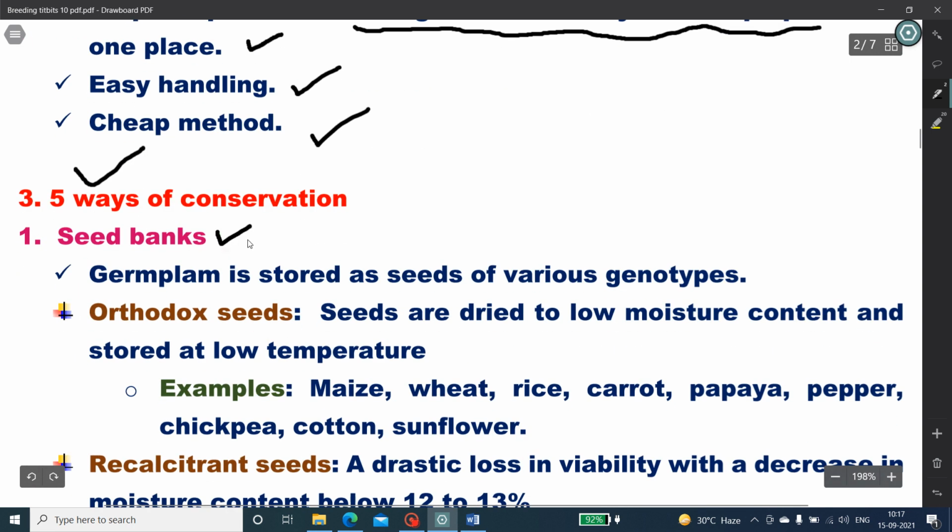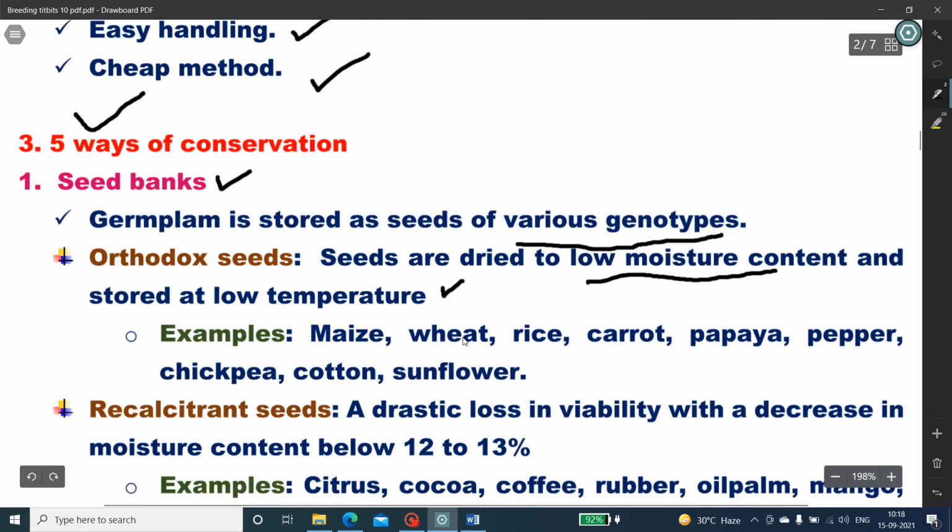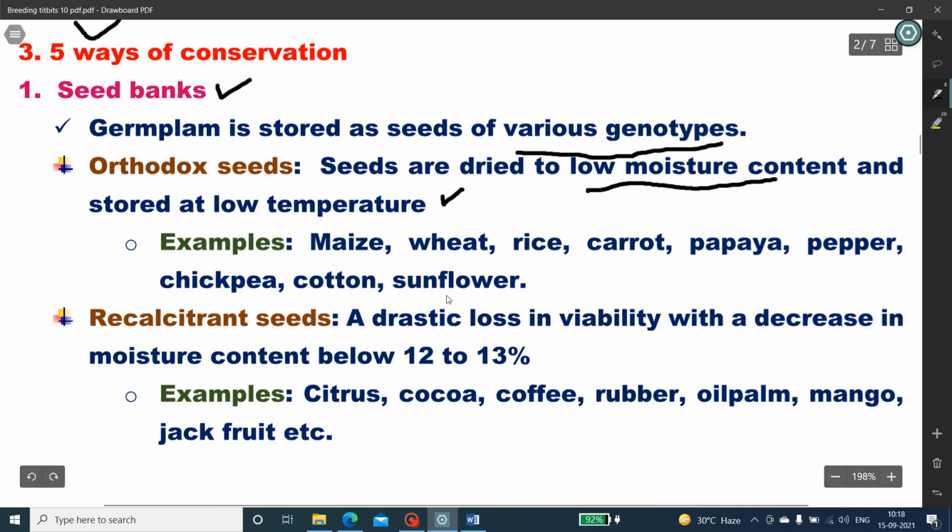Seeds of various genotypes are stored in one place. If they are orthodox seeds, they can be dried to low moisture content and stored at low temperature. The examples for orthodox seeds are maize, wheat, rice, carrot, papaya, pepper, chickpea, cotton and sunflower, and most leguminous crop seeds also. It is possible to store only orthodox seeds in seed banks.